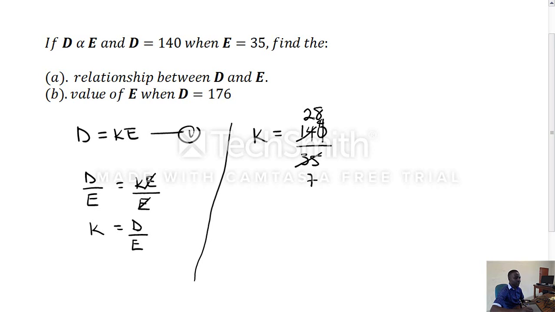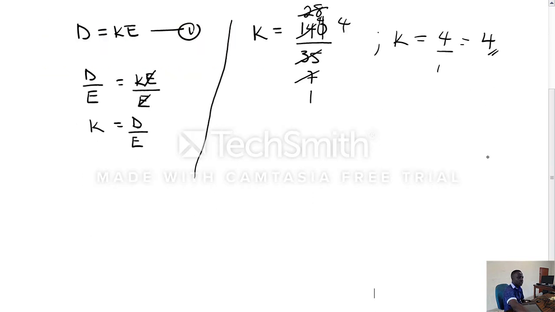So you discover that we have 28 over 7, of which 7 can still divide, because 7 is a factor of 7 and 28. So 7 divided by 7 is 1, and 28 divided by 7 is 4. So that your value of k is equal to 4 over 1, and 4 over 1 is simply what? 4. Next, we have gotten the value of k to be 4.